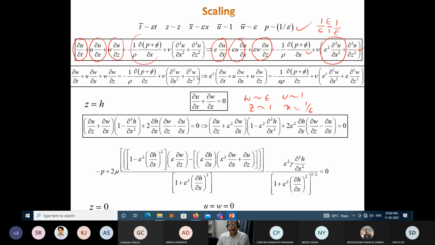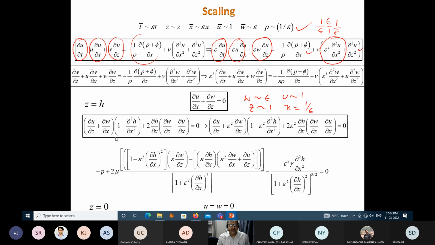Z is 1 and epsilon is there. So this will be epsilon. If you look at all the terms, you will find that this is epsilon square, very small. This is 1 by epsilon, this is very large. So this is the leading order term in this particular equation.